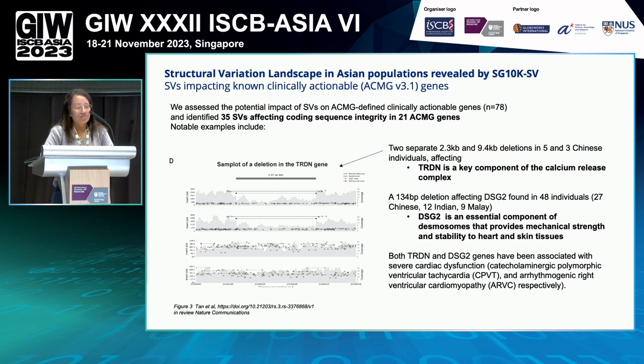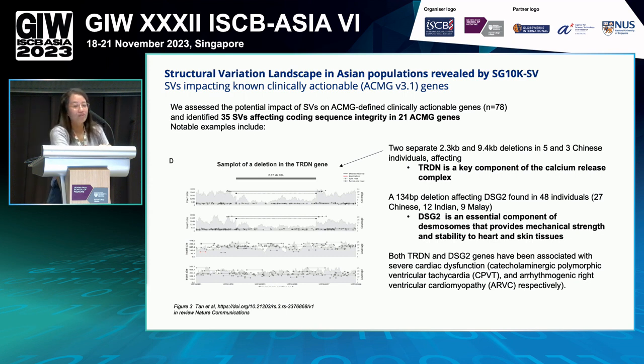So we also look at how structural variations can affect clinically actionable genes. We annotated our SVs with the ACMG version 3.1 gene list, and we found that out of all the structural variations that we detect in our dataset, 35 of them will actually affect protein coding sequence integrity of 21 of these ACMG genes. So we found 2 deletions in the TRDN gene in Chinese individuals only.